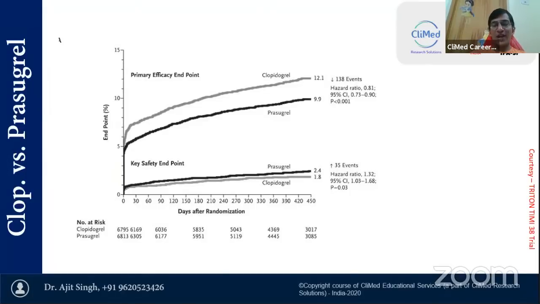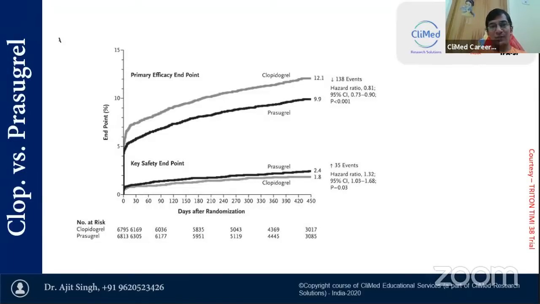It was the head-to-head comparison between clopidogrel and prasugrel. When we compare the head-to-head outcomes in prasugrel and clopidogrel, we have seen prasugrel shows a very good benefit at the endpoints like CV death, or recurrence of MI, or recurrence of revascularization. These were the primary endpoints, like cardiovascular death and MI, or recurrent ischemic events.